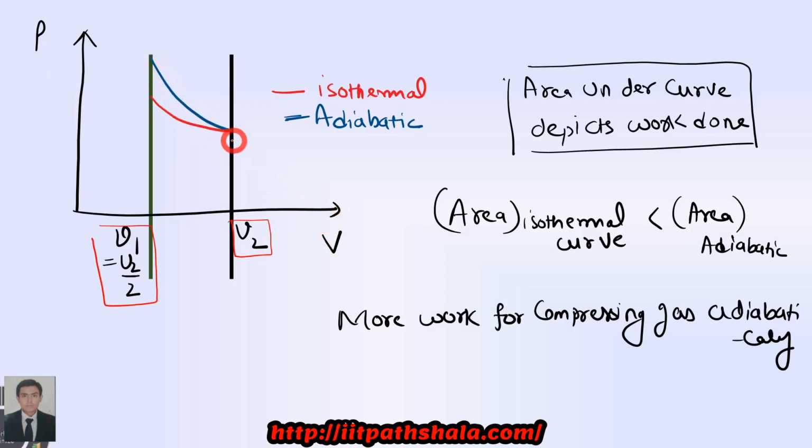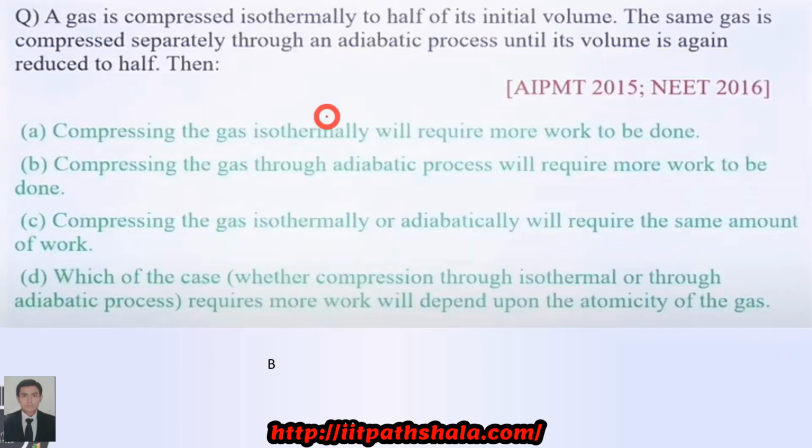Now from the figure itself you can see that because the area under the curve for this blue process is very much greater than the area under the curve for this red process over here, I can say that the work done in compressing the gas by the adiabatic process is greater than that of the isothermal process. So my option number B, compressing the gas through adiabatic process will require more work to be done, is the correct option.